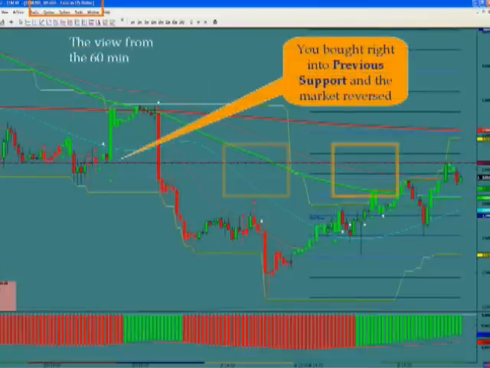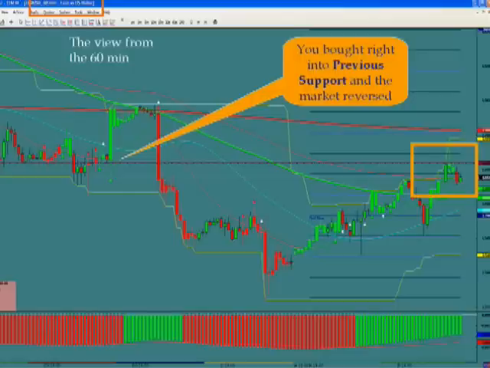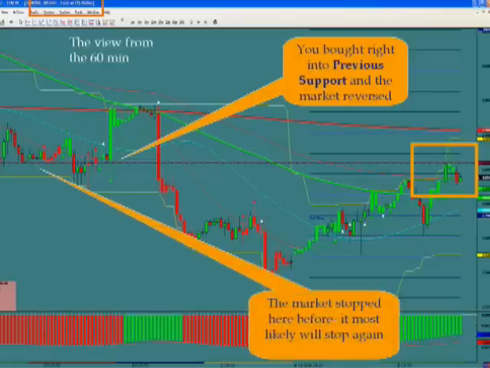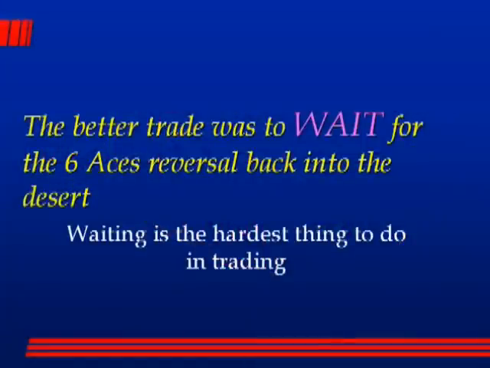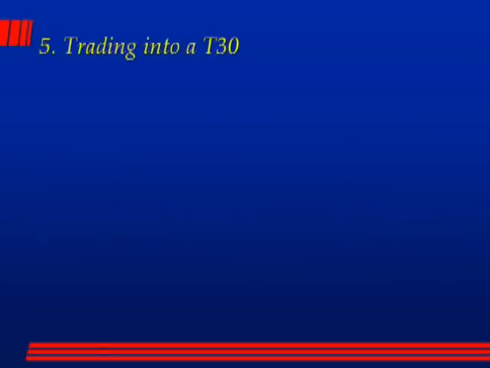Here's the view from the 60, and you can see right over here that you bought right into previous support and the market reversed. The market stopped here before. If it stopped here before, it will most likely stop here again. The better trade was to wait for the 6 aces reversal back into the desert. Waiting is the hardest thing to do in trading.